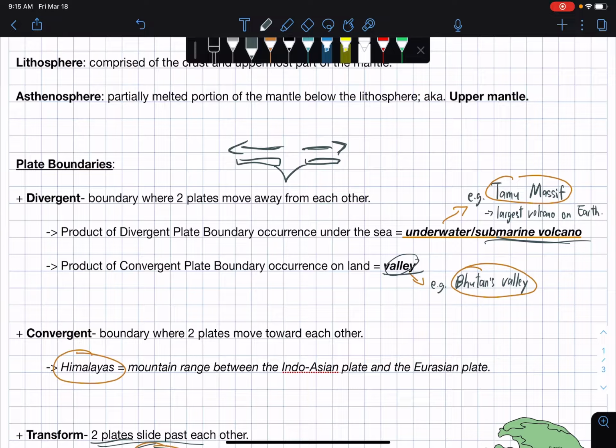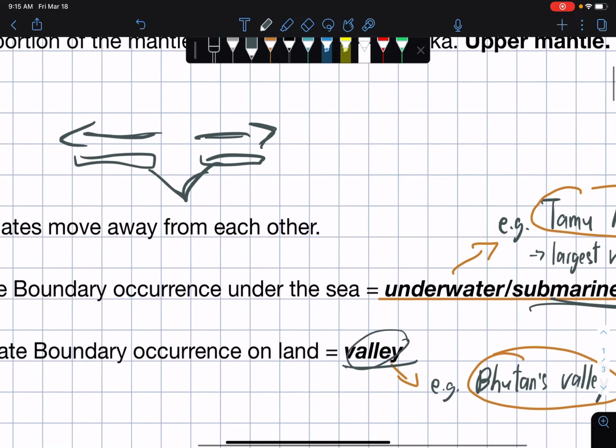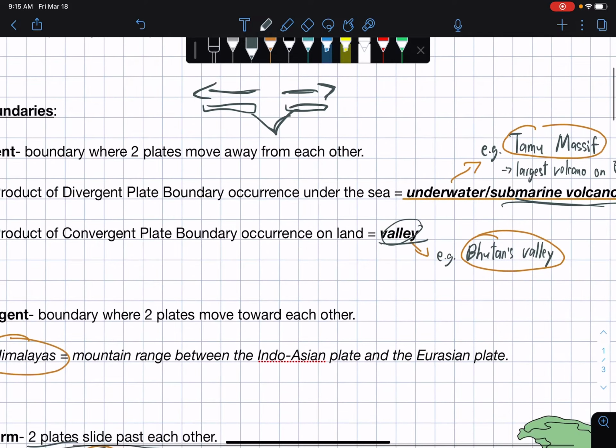The product of a divergent plate boundary occurring on land are valleys. So, as you can see here in the not to scale illustration, these are the valleys that are formed. It's not exactly a perfect drawing of what a valley looks like, but I suppose you can see that if mountains are formed like this in basic drawing, valleys are drawn like this.